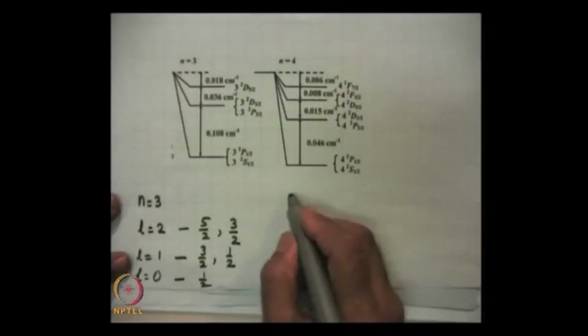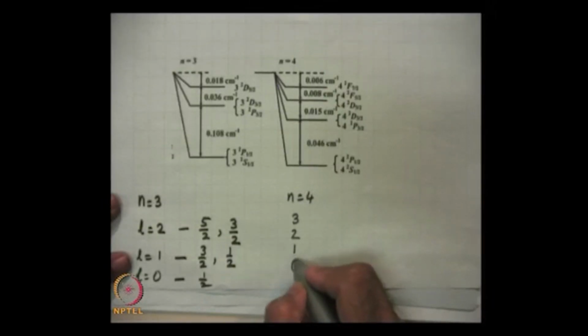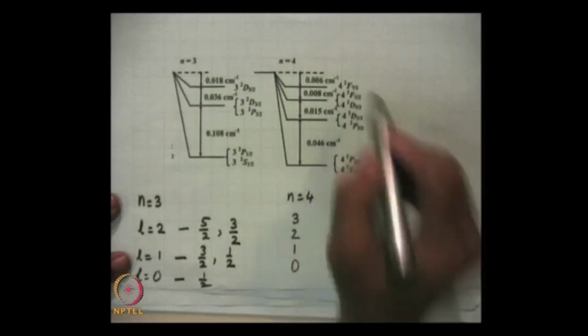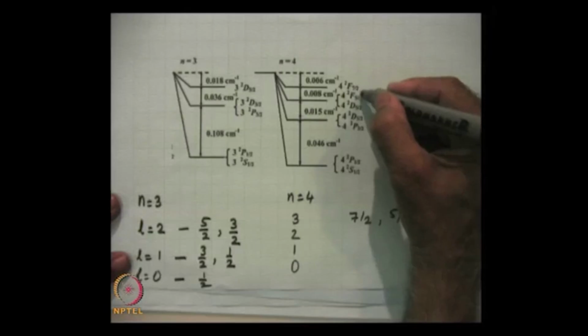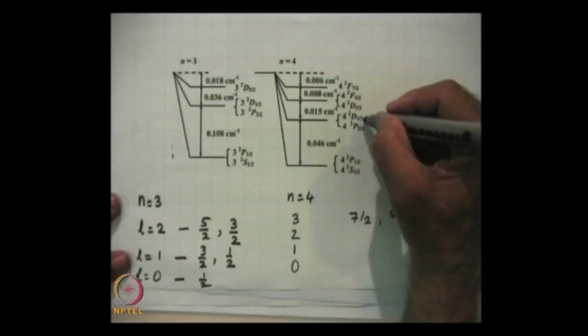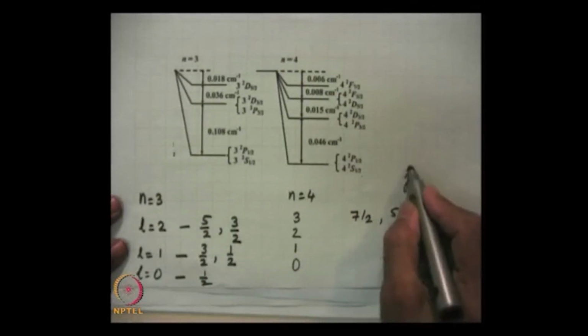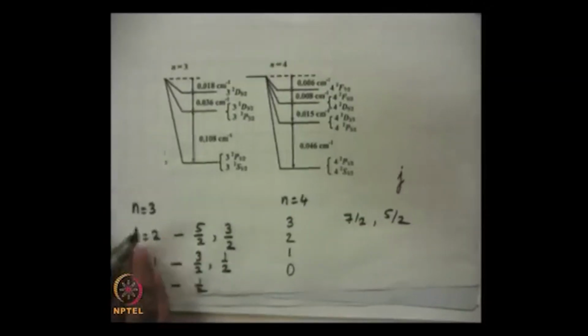And when you have n equal to 4, then L can take 3, 2, 1, 0, and you will have the F states. F states corresponds to L is equal to 3. So, this can be either 7 by 2 or 5 by 2. So, it is here 7 by 2, 5 by 2, and then D 5 by 2, D 3 by 2, P 3 by 2, P half, etc. The value of the splitting depends only on the J value and does not depend on the L value. Okay.